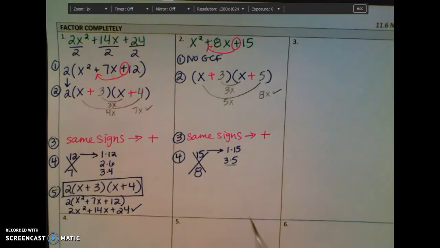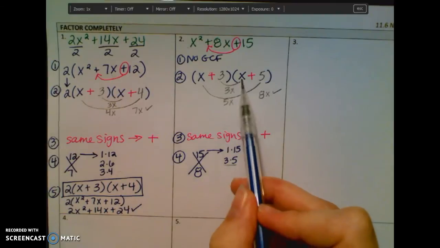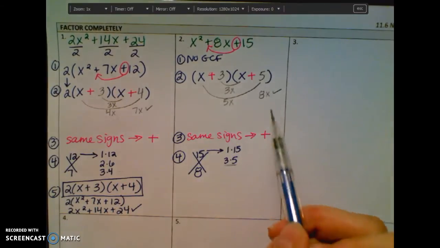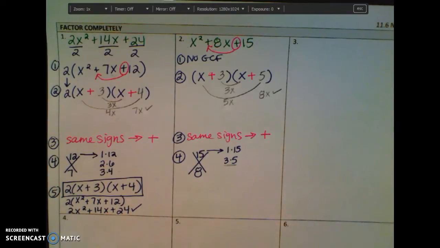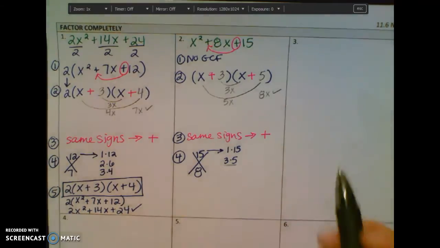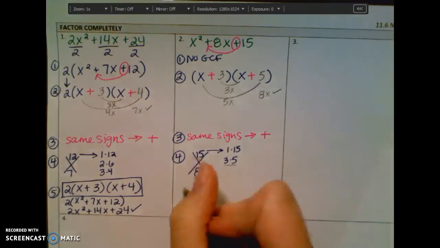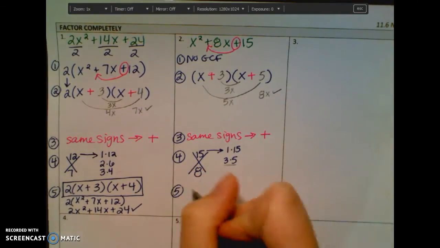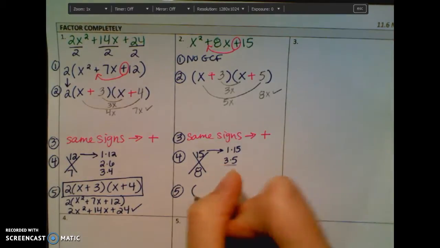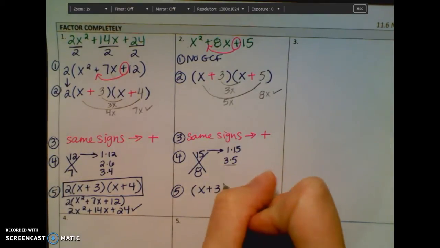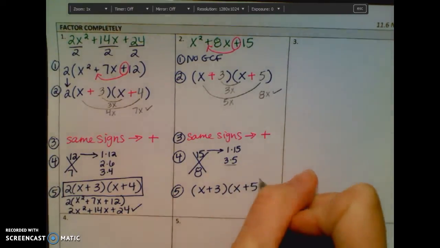If you tried the 1 and the 15, you should have gotten a 1x plus a 15x, which is 16x, which is not what we want. So that 3 and the 5, those are what we want. And we just found that 8x. So now let's go to step 5 where we write out our factors and then we'll multiply them just to make sure. So we have x plus 3 and x plus 5.